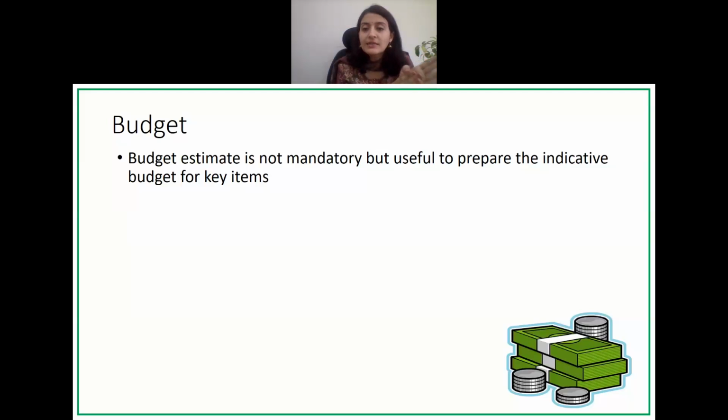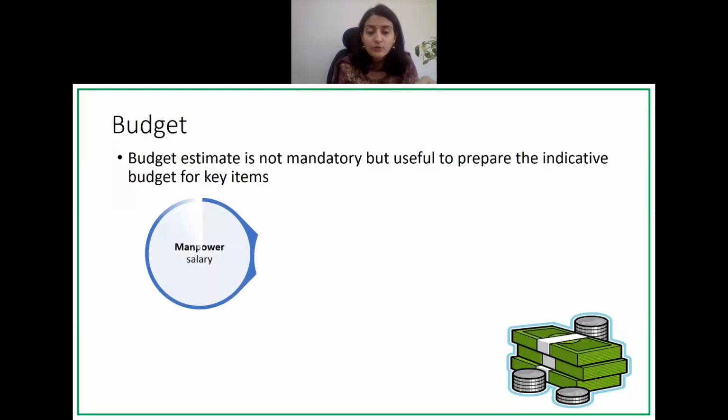And lastly, we have something called the budget, which is not mandatory, but it is useful to prepare an indicative budget. So in case of your budget, you have to talk about the manpower, because if you're employing people in your study, you will need money for their salaries. This is especially important if you're applying to some funding agency and your concept proposal is meant to go to some funding agency. So it would be nice if they have an idea about where you plan to spend the money. Okay, so the first thing you need to do is talk about the manpower.